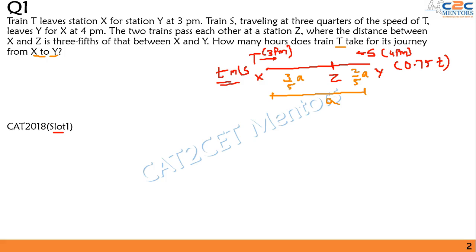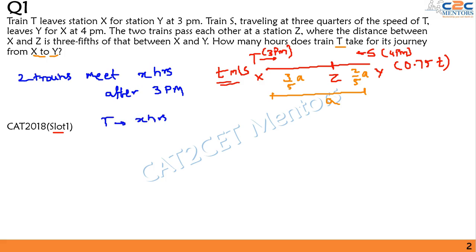Now let us try to solve this question. We can understand one thing, that train T is going to travel 1 hour more because it is starting 1 hour earlier than train S. Okay, now let us assume that both the trains meet X hours after 3 p.m. Hence, in this time duration, train T would have traveled for X hours, and train S, as it starts 1 hour after train T, will have traveled X minus 1 hours.